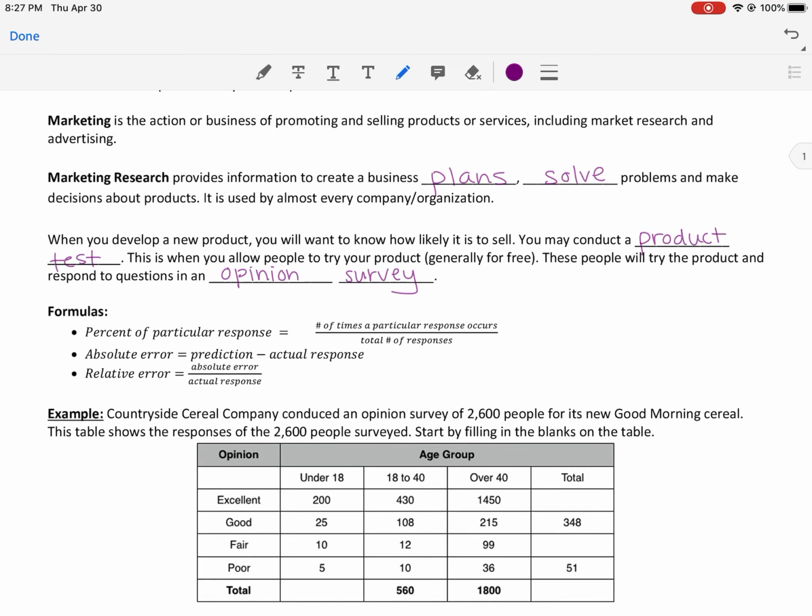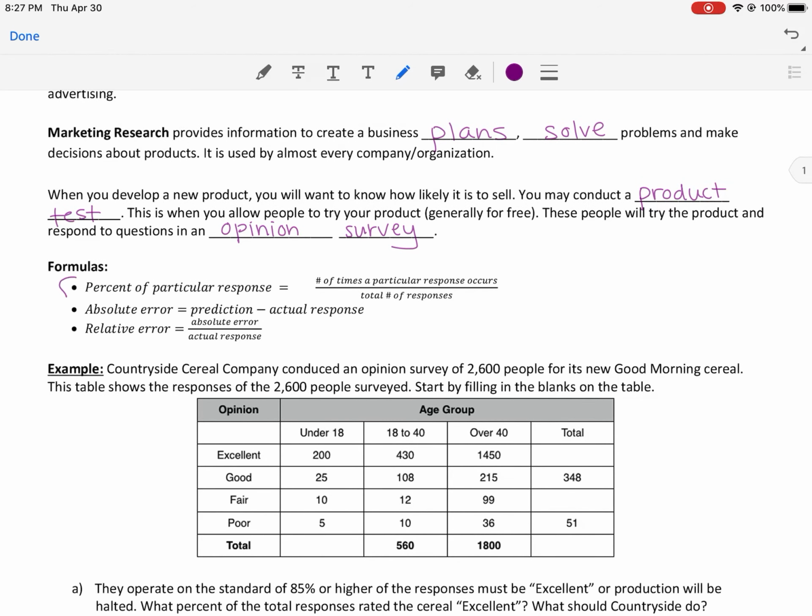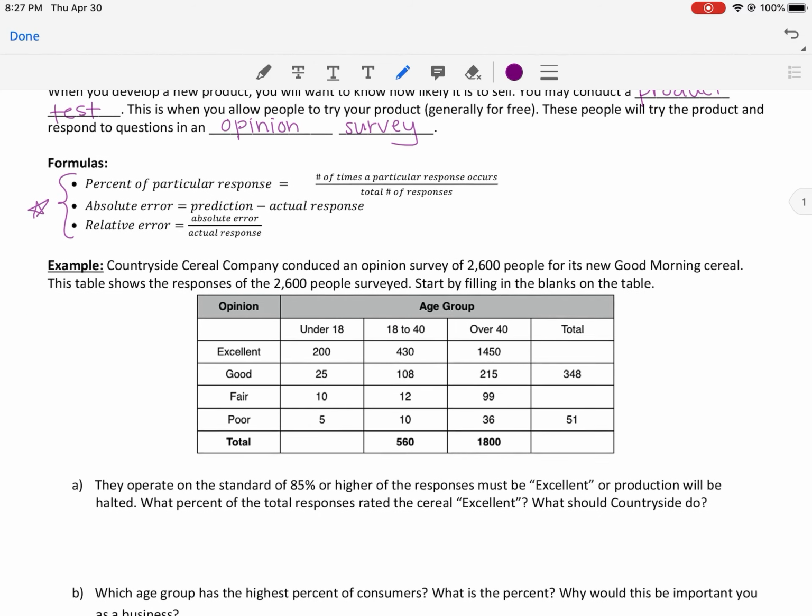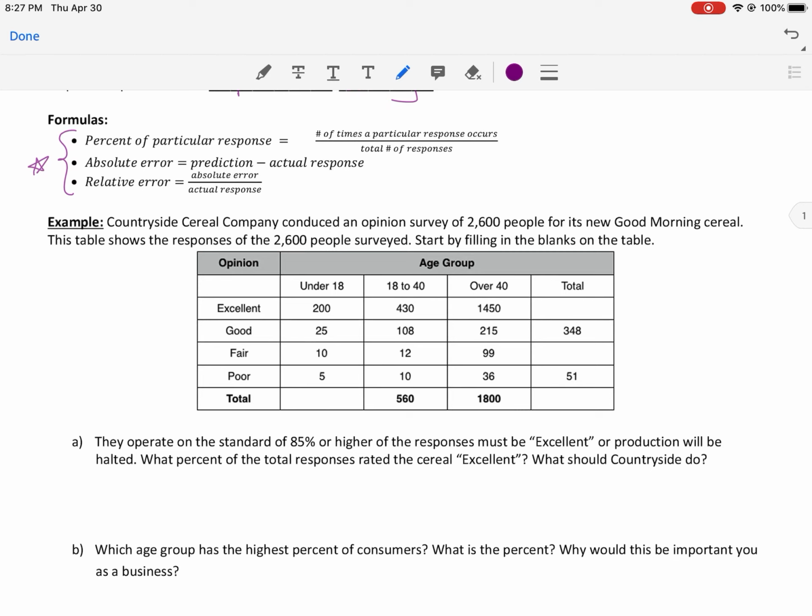So we're going to look at this table of values that goes over an opinion survey, and here are some of the formulas we're going to use today. We're going to look at percents and error. In this case, Countryside Cereal conducted an opinion survey of 2,600 people for its new Good Morning cereal. This table shows the responses of those 2,600 people surveyed. Start by filling in the blanks.